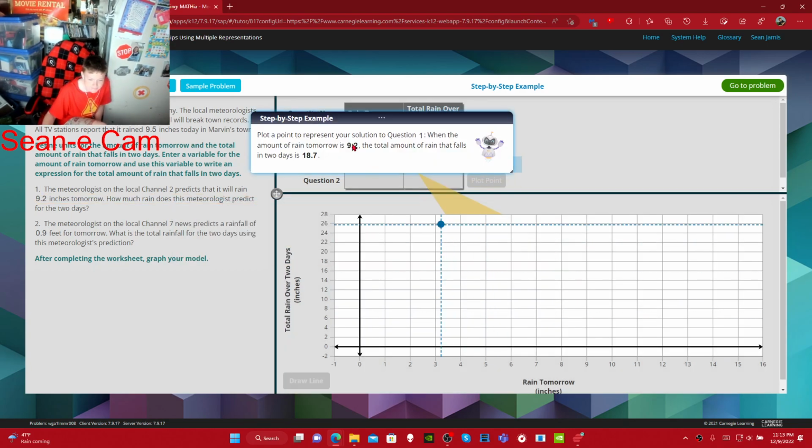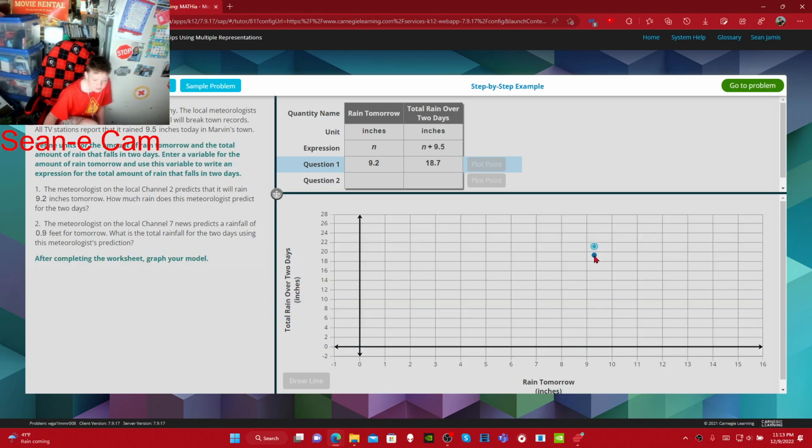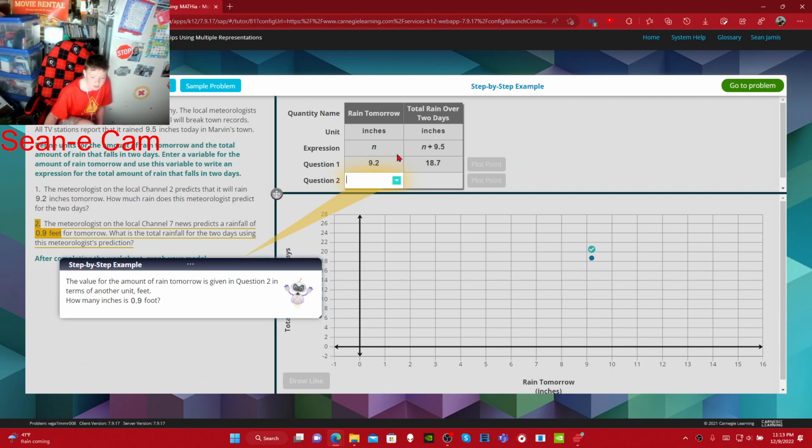I'll take 4 point. Plot points representing your solution to question 1. When the amount of rain tomorrow is 9.2, the total amount of rain that falls in 2 days is 18.7. Right there.